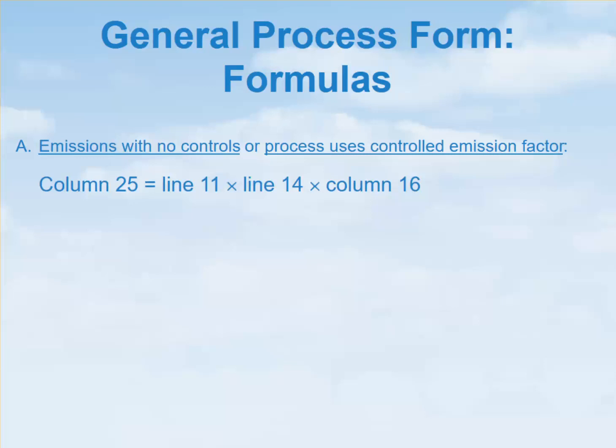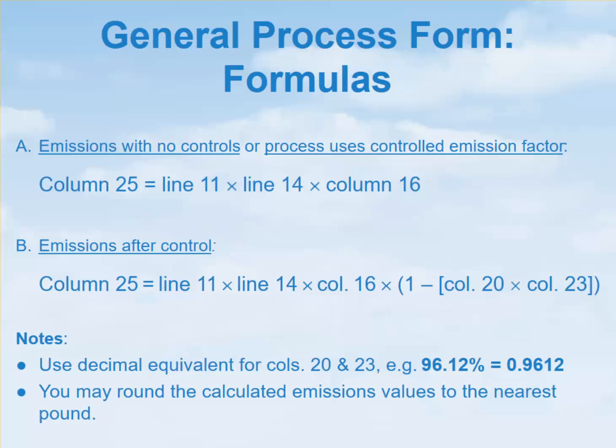The estimated actual emissions in Field 25 with no controls, or a process that uses a controlled emissions factor, is calculated by multiplying line 11 by line 14 and column 16. If an emission control device is used and there is a controlled emissions factor, then estimated actual emissions in Field 25 is calculated by multiplying line 11 by line 14 and column 16, and then multiplying the result by 1 minus column 20 times column 23. Note that you must use the decimal equivalent instead of percentage for columns 20 and 23.